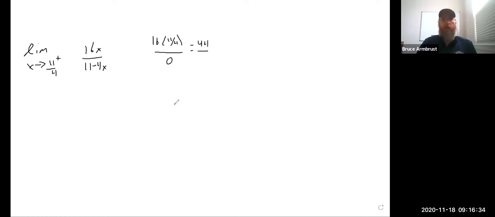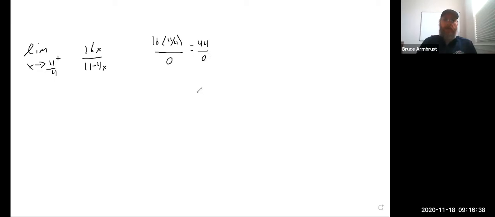So we're looking at the limit. Let's do the first one here. Limit as x goes to 11/4 from the right of 16x over 11 minus 4x. So again, the first thing we should do is just try plugging in 11/4. So if we plug in 11/4, we're going to get 16 times 11/4 over 0, which is 44 over 0.